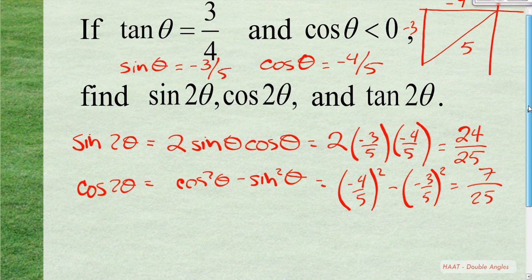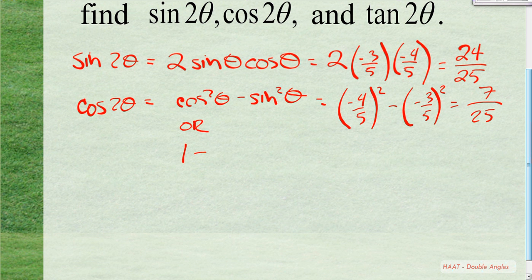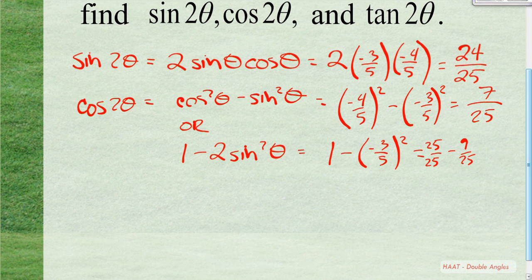So since cosine is positive and sine is positive, we know that 2 theta is in quadrant 1. Now, you could also have done it this way: 1 minus 2 cosine squared theta, right? No, other way around: 1 minus 2 sine squared theta. Sorry. So if you'd done that, you go 1 minus 2 times sine squared, and sine is negative 3/5 squared. So that's going to be 25/25 minus 9/25. I know some of you are screaming, I forgot to double it. So that's going to be 18. And so then that will equal 7/25. So it's the same way. And again, whichever way you want to do it is fine.